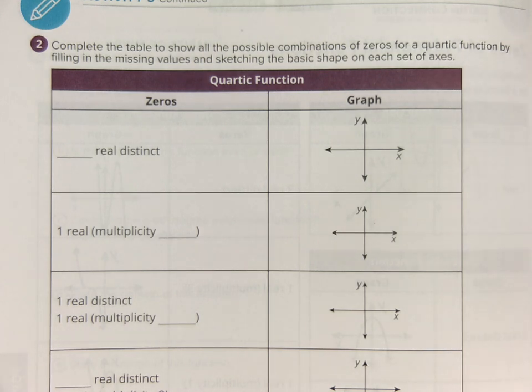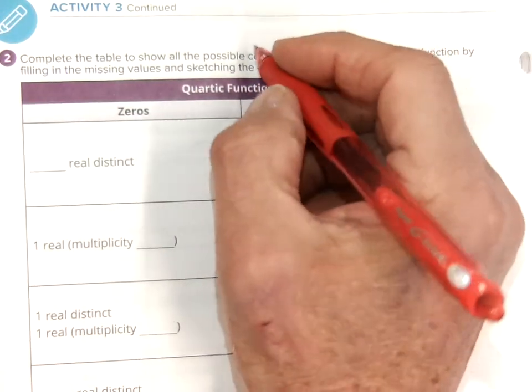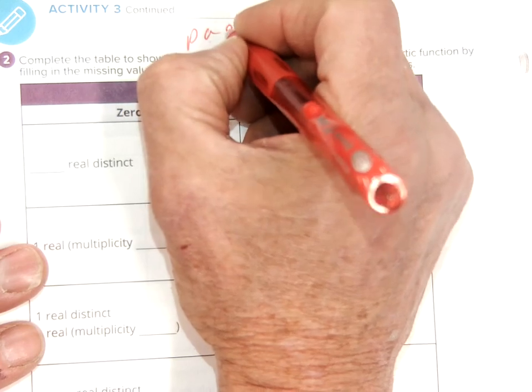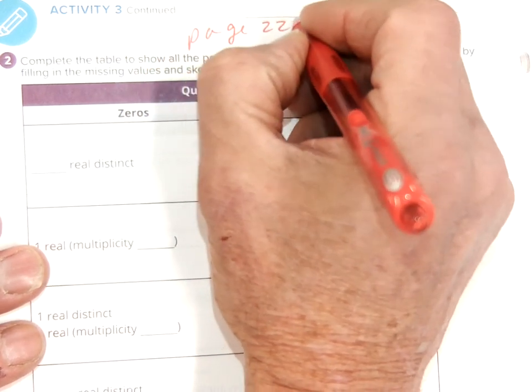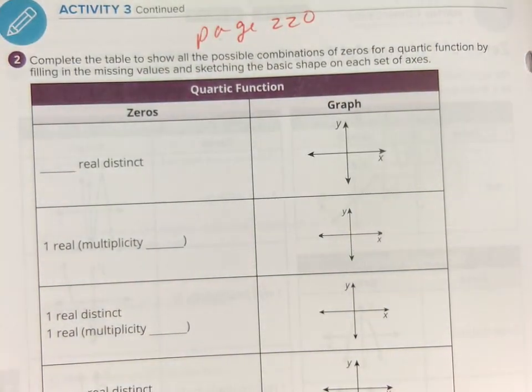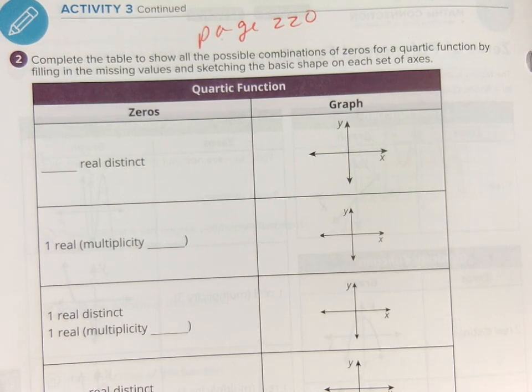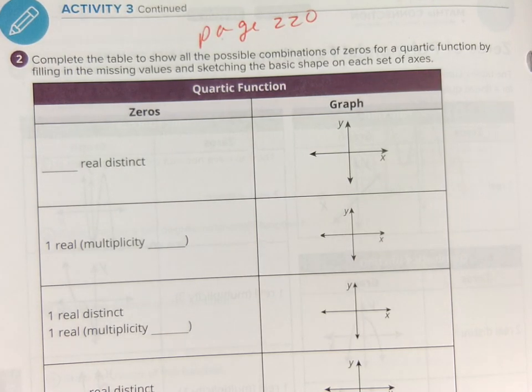I am live. So let's recap what we did in today's lesson. We went to page 220, and what we want to do is sketch polynomial graphs. So what I'm going to do is read the directions and think about it.